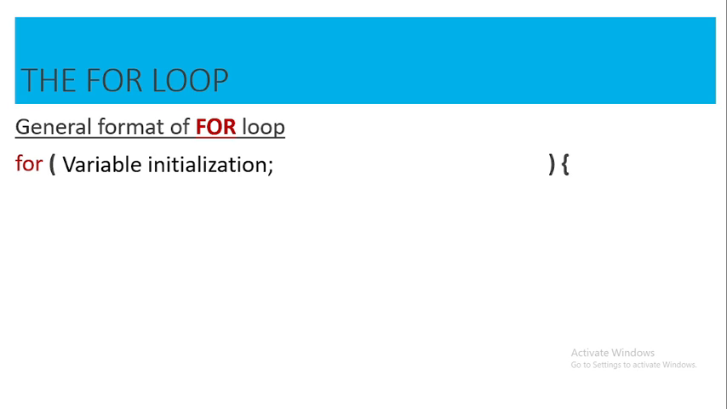After the variable initialization, the condition follows, and you also end it with a semicolon. The last item inside the bracket is the counter update. So after the for keyword and the bracket, we have the variable initialization, then the condition, then the counter update.